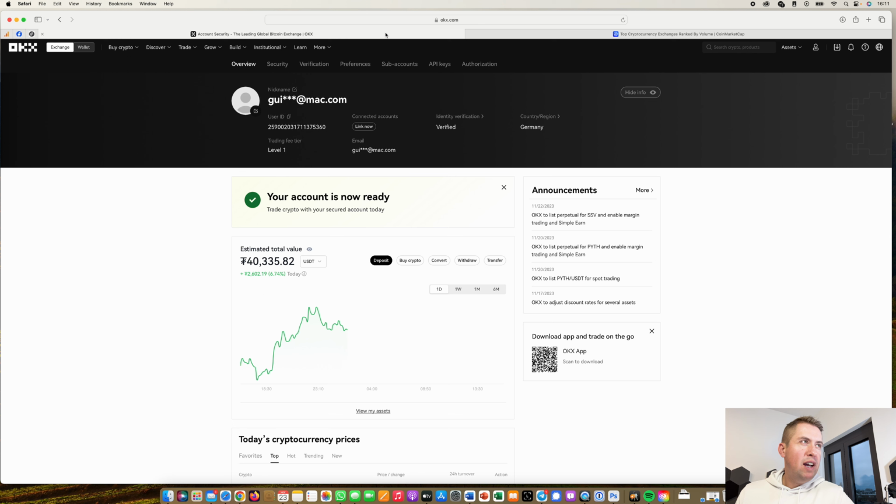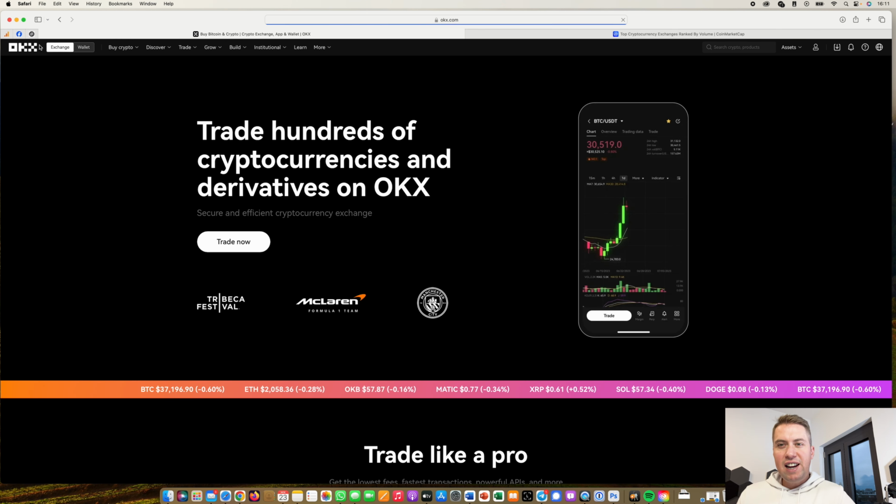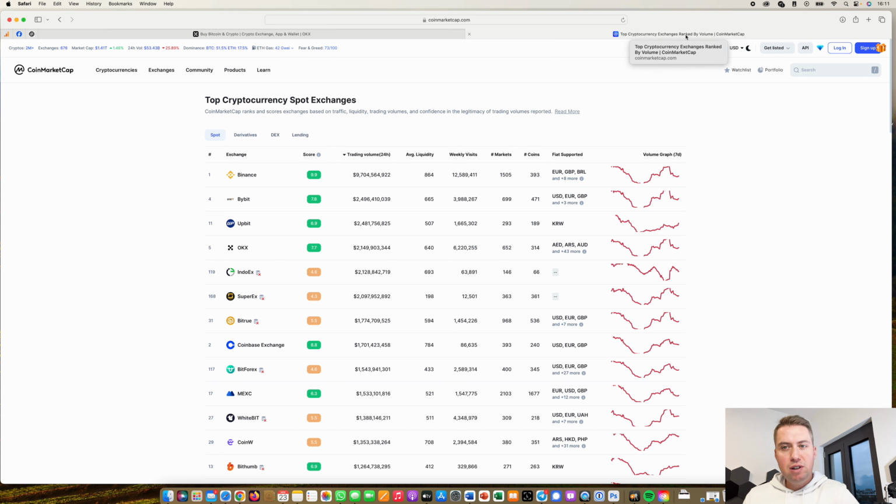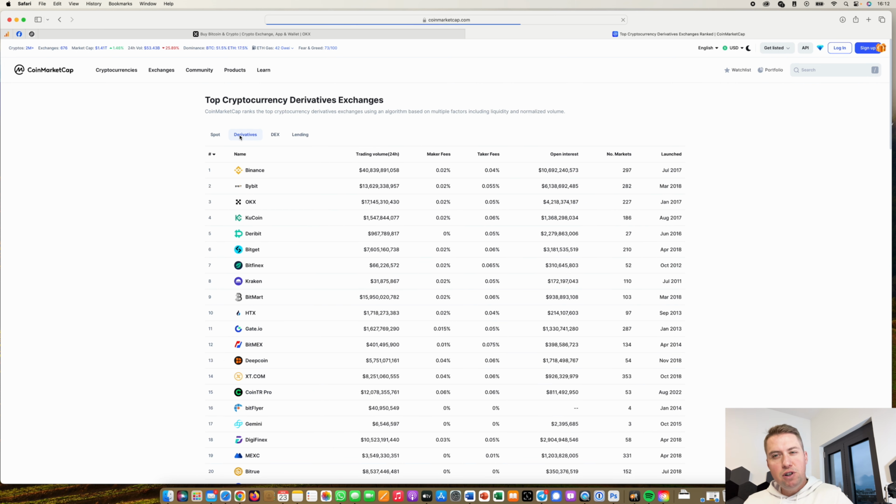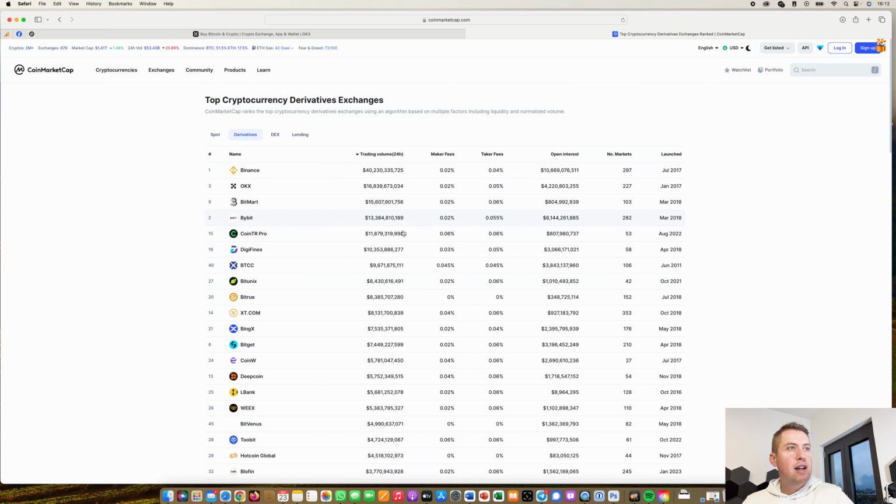The main reason why you should trade on OKX is because it's one of the biggest cryptocurrency exchanges in the world. When it comes to spot volume, it's actually number 4 in the world, behind the Korean Upbit exchange. And when it comes to derivatives, so futures trading, it's actually number 2 in the world, behind Binance.